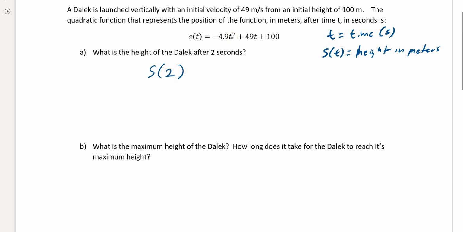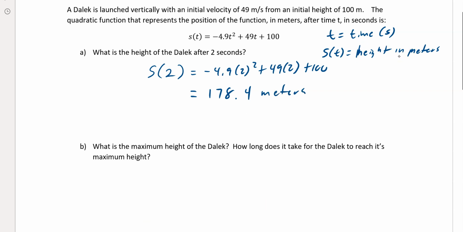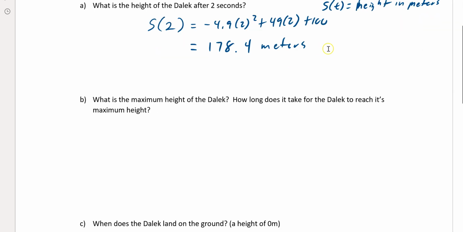So if we plug in 2 seconds, and we plug that into our calculator, this gives us 178.4, and then our height is in meters, so meters. So if it's launched at 49 meters per second from a height of 100, and then after 2 seconds, it would be 178.4 meters. And you can see this function, the speed goes here, that's your initial velocity, and that's the initial height. And this is gravity. Gravity is causing our speed to slow down. That's why it's negative. So now the next question is, what is the maximum height of our Dalek?